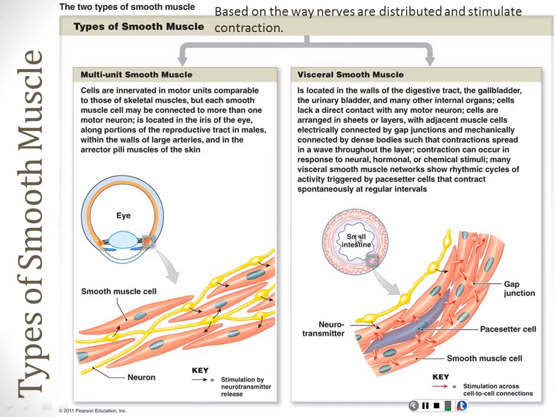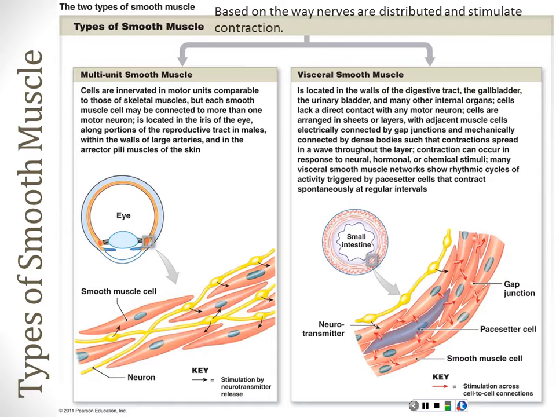Now, you also see, okay, here's a nerve, right? And it shows neurotransmitter coming out. What I do not want you to think is that this contraction requires nervous system input, because it doesn't. One of the things that sets this visceral smooth muscle apart from skeletal muscle is it doesn't actually need the nervous system to participate. So kind of like cardiac muscle, it can contract on its own. Smooth muscle can contract on its own too. And it can contract all by itself without nervous system intervention in response to different things too.